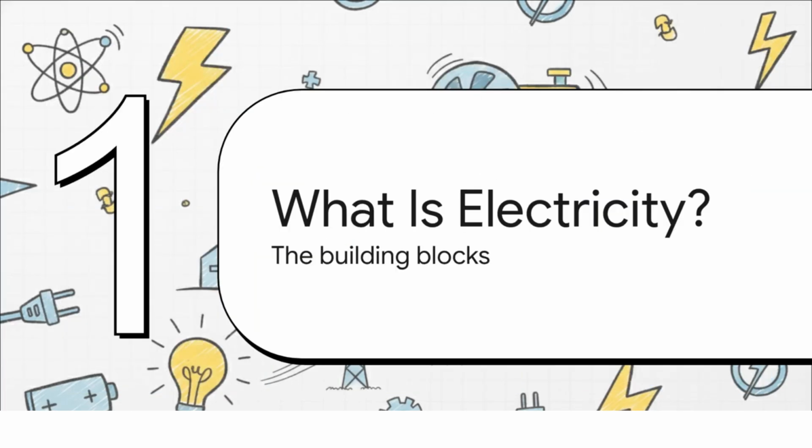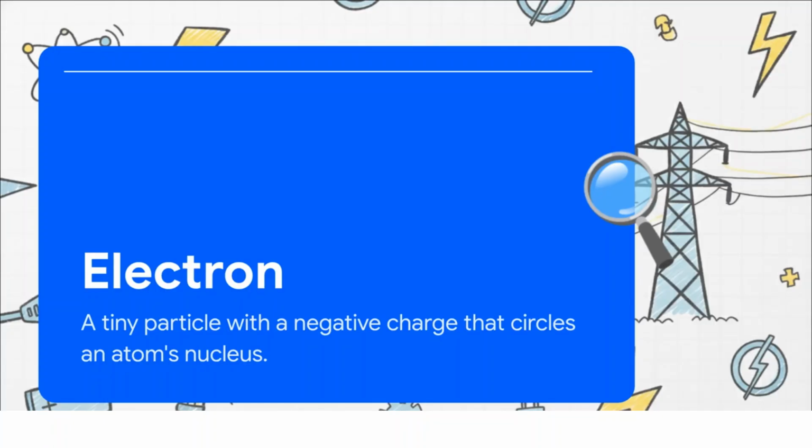What is electricity? So, to really wrap our heads around electricity, we've got to look at the tiny building blocks of the universe. You can't grasp the macro power of a city grid without understanding the micro reality of a single atom. Everything is made of atoms, right? And right at the center of every atom is a nucleus, filled with positively charged particles called protons. Circling that nucleus, kind of like planets orbiting the sun, are these extremely tiny, negatively charged particles called electrons.